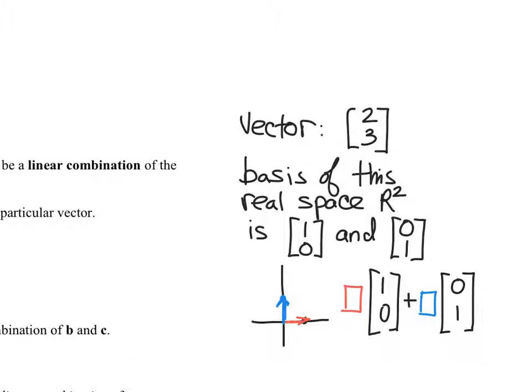Just based off of trial and error, you could probably figure it out. I would need 2 of these 1, 0s and 3 of the 0, 1s to get the job done. And if you start plotting points, here's 2 and here's 3. You could plot it up here. This should be my vector 2, 3.